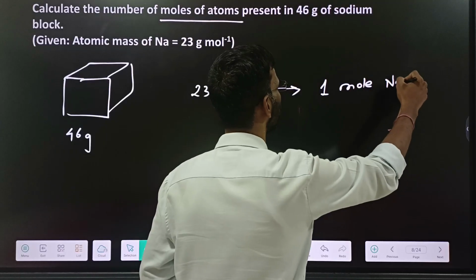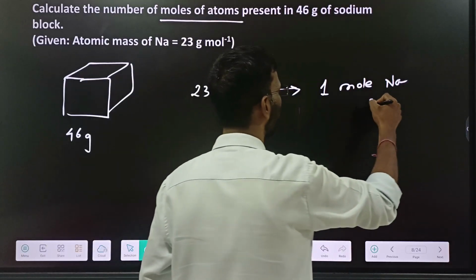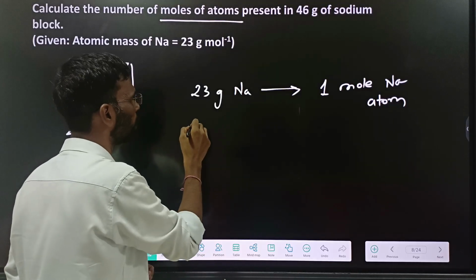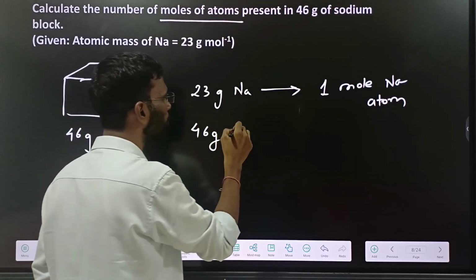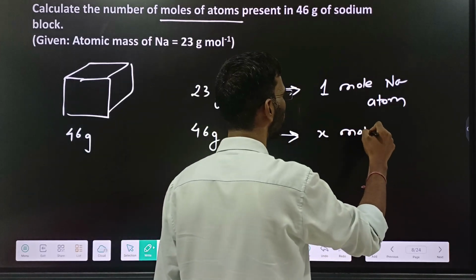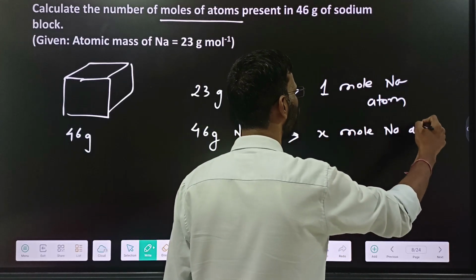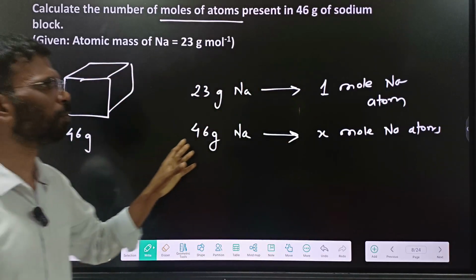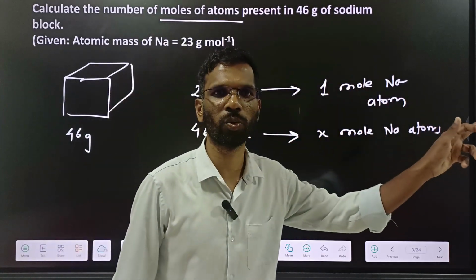1 mole sodium atoms are there. 1 mole sodium atoms, right? 23 gram sodium has 1 mole sodium atoms. So 43 gram sodium will have x mole sodium atoms, right? So over here what I am doing? 23 gram I am putting equal to 6.02 into 10 raised to 23.